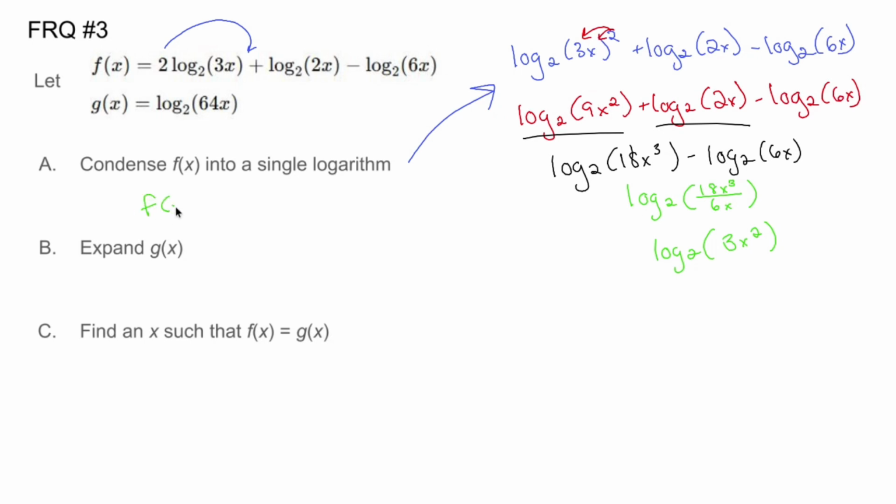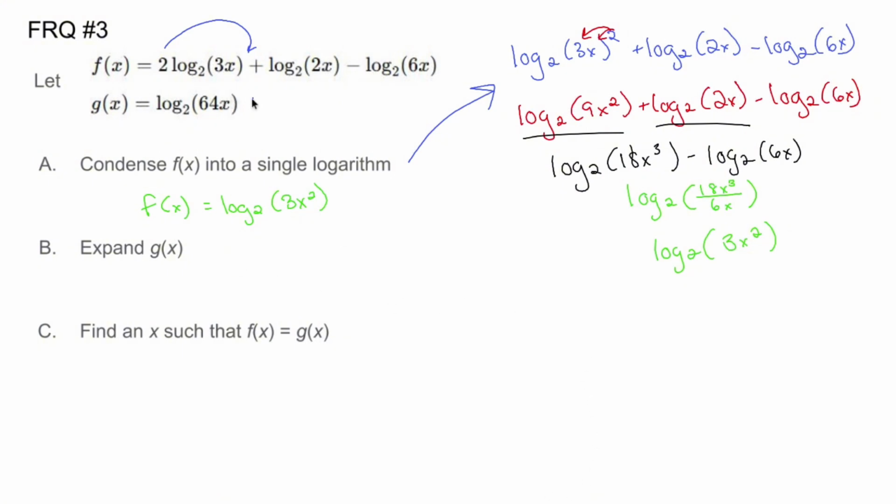So f of x, written as a single logarithm, is going to be log base 2 of 3x squared. Fun stuff. Now for part B, I'm going to do literally the opposite. I'm going to take something that's already put together and rip it apart.